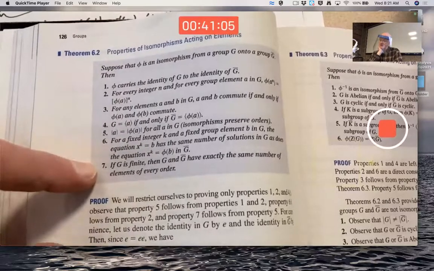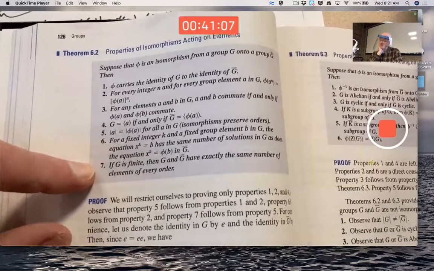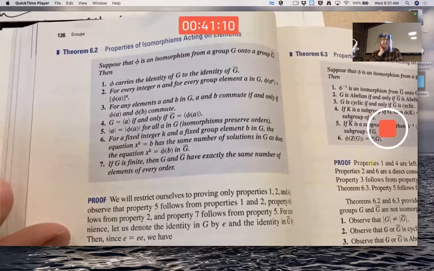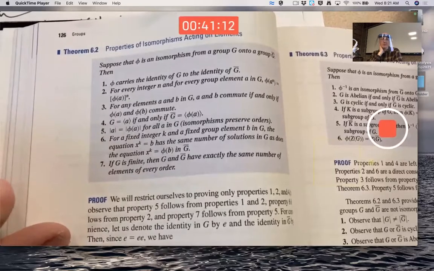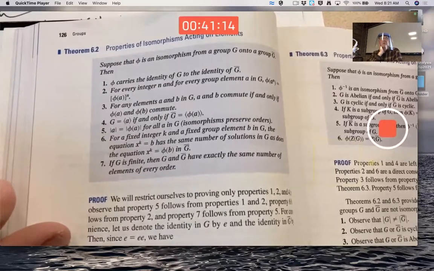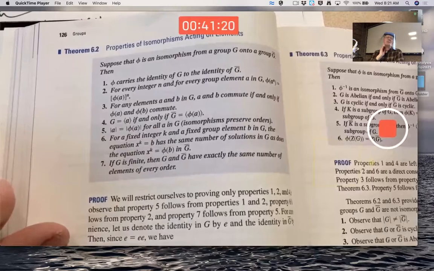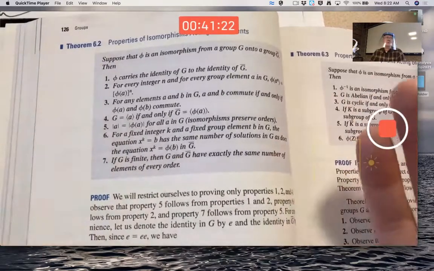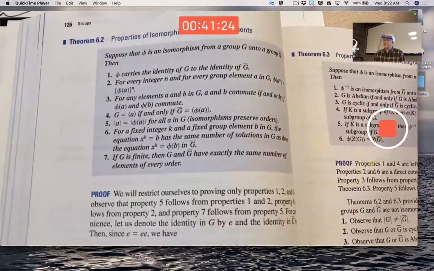If G is finite, then G and G bar have exactly the same number of elements of every order. Same number of elements of order 2, 3, 4, etc. Of course, they have the same number of elements of order 1. That would be true even without thinking about the concept of isomorphisms. And in fact, of course, they don't even have to be isomorphic for that to be true.